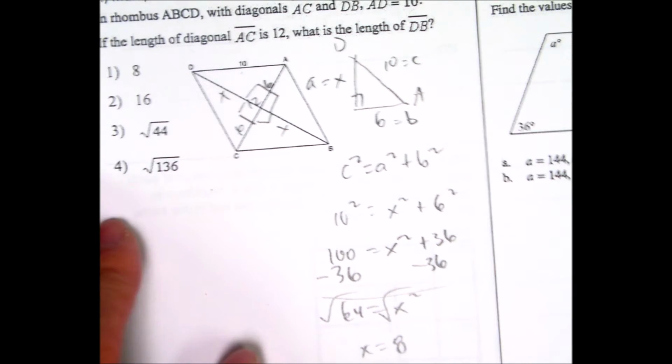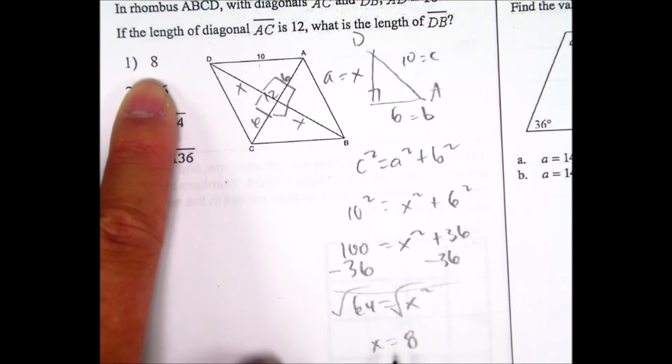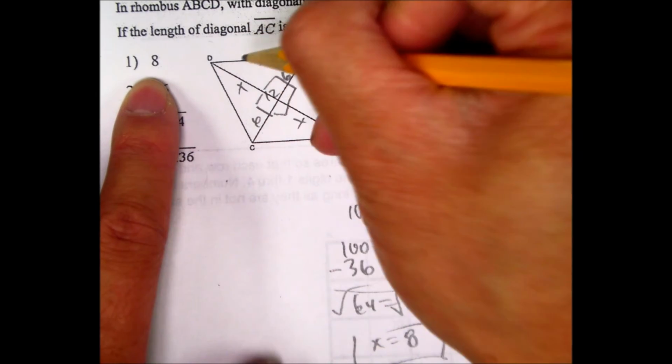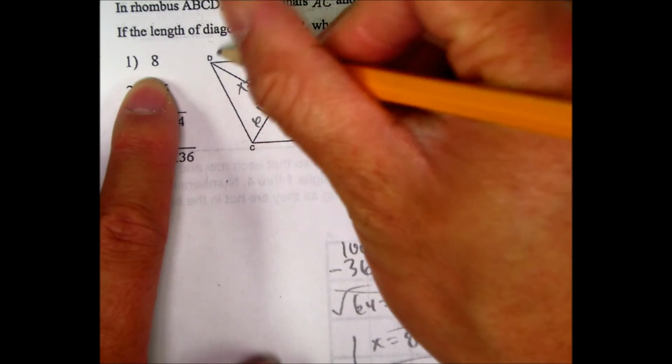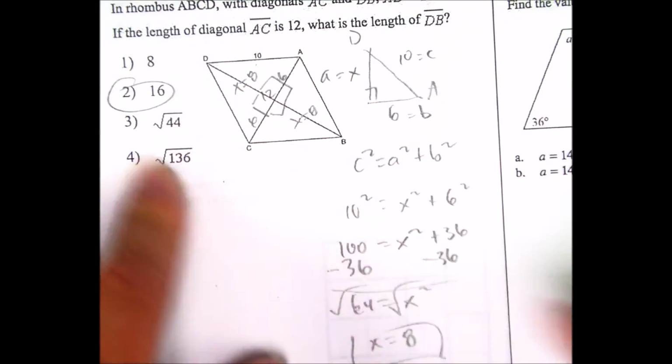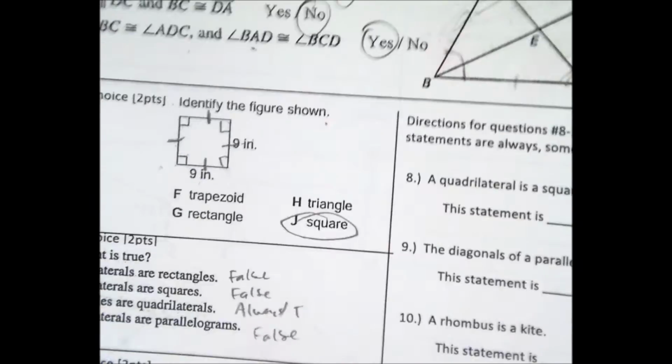Now, be careful. That's a distractor right there. You see it? Remember, this is 8, and this is 8. So 8 plus 8, or DB, would give you 16 as your answer. Choice 2 is your answer.